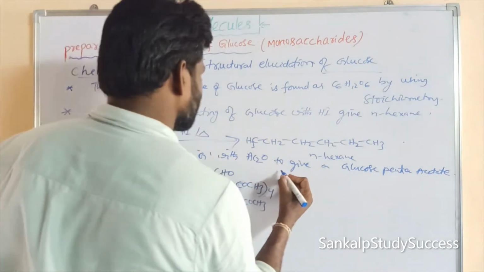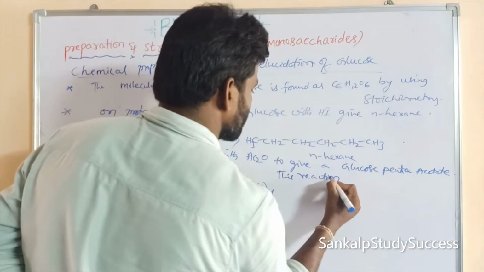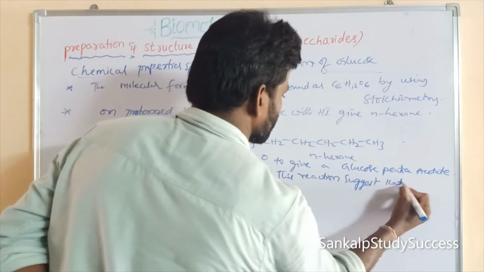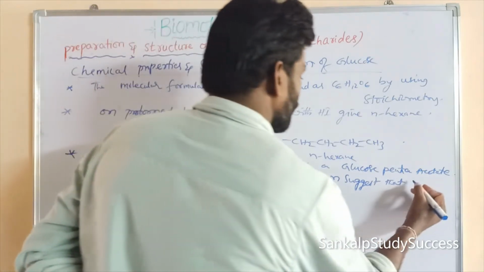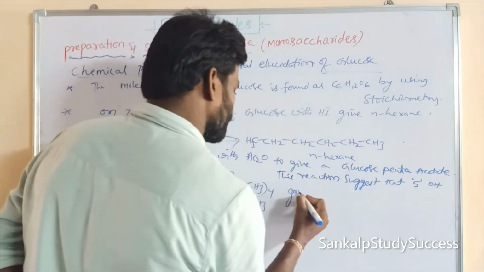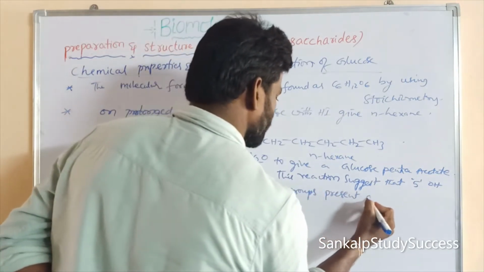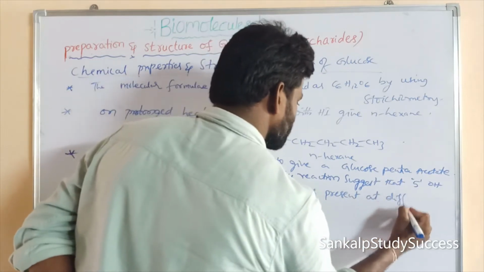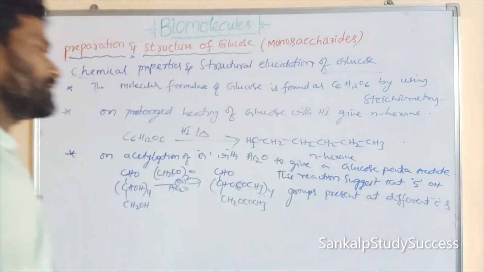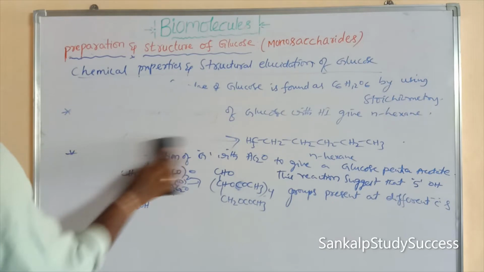So this reaction suggests that 5 OH groups are present at different carbons. So this is the third point. Next goes to the fourth point.